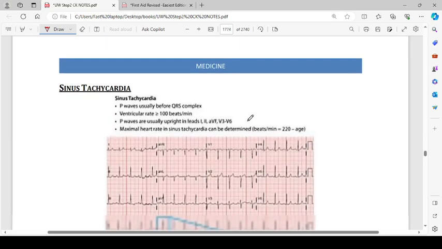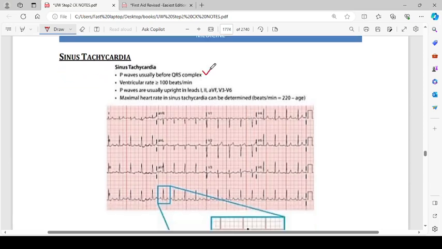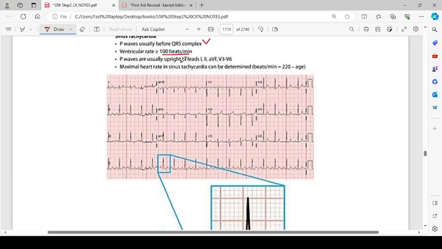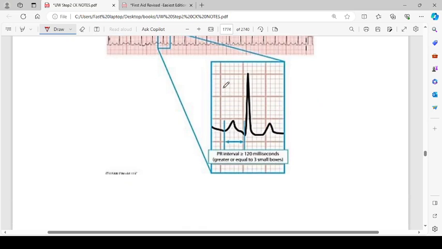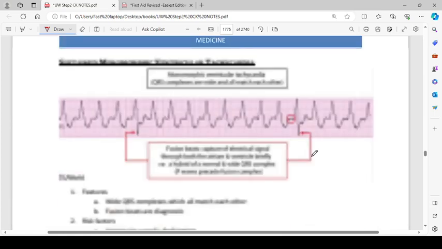Sinus tachycardia: the P waves are usually before the QRS complex, with a ventricular rate of more than 100 beats per minute. P waves are usually upright in leads I to aVF and V3 to V6. Maximal heart rate in sinus tachycardia can be determined: beats per minute equal 220 minus age. Okay, so this is what it looks like. PR interval more than 120 milliseconds, greater or equal to 3 small boxes.